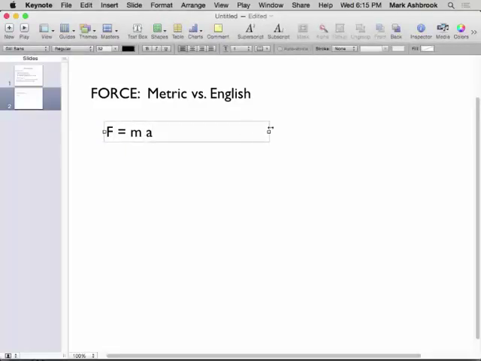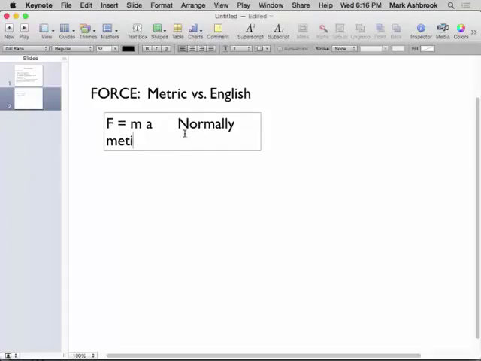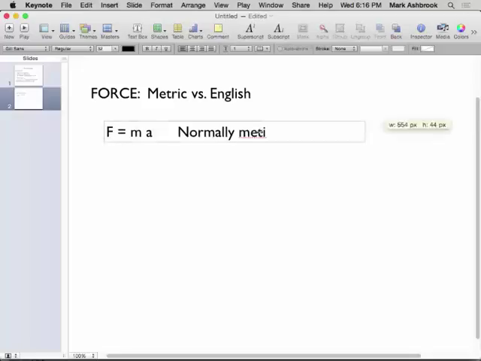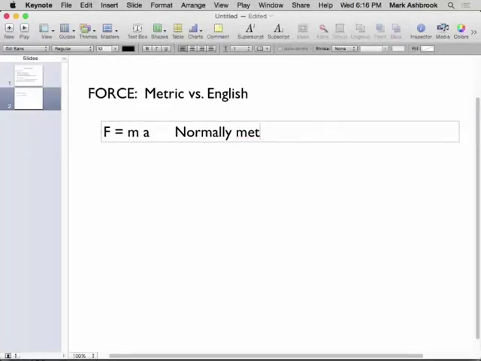Now, that's really only used in English; this is usually for metric only. Why is it metric only? Because in the metric system, we consider the mass of something, right? So the mass in grams or kilograms.